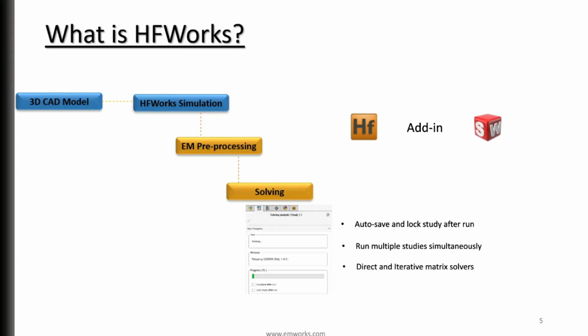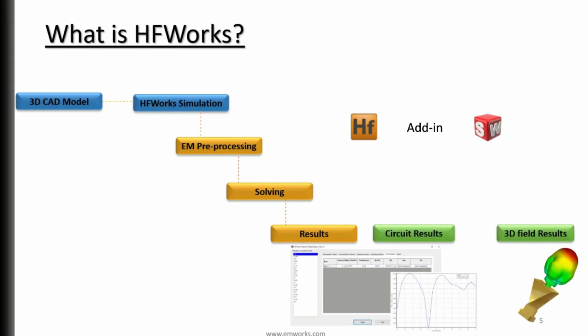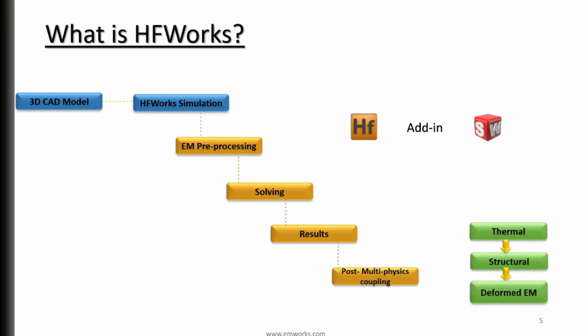Then we solve to extract the different output parameters. It can be the circuit parameters or 3D and 2D field plots. And finally, if you want to have the multi-physics coupling, it can be done using a post-processing thermal and structural coupling, allowing the thermal stress analysis of your device with the ability to rerun your electromagnetic parts with the final deformed structure.